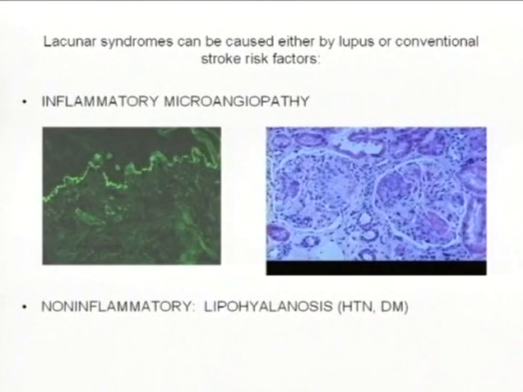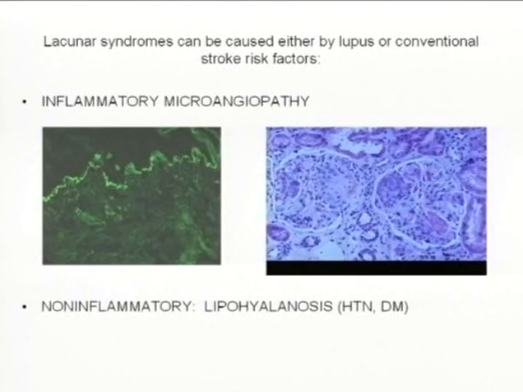However, what's called lacunar strokes, or strokes of the smaller arteries, are seen with great prevalence in the general population. In the general population, the underlying histopathology is something called lipohyalinosis, and it's secondary to hypertension and diabetes, comorbidities which are also seen with greater frequency in patients with lupus because of prednisone treatment. The rub here is that also in lupus, there's an inflammatory disease of the small vessels, an inflammatory microangiopathy.